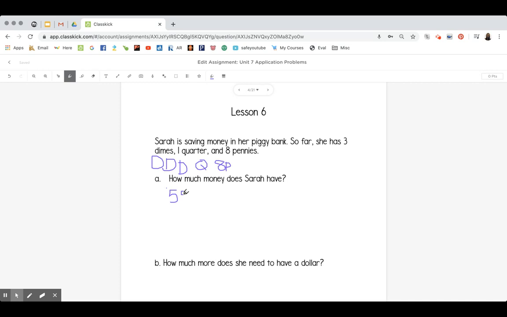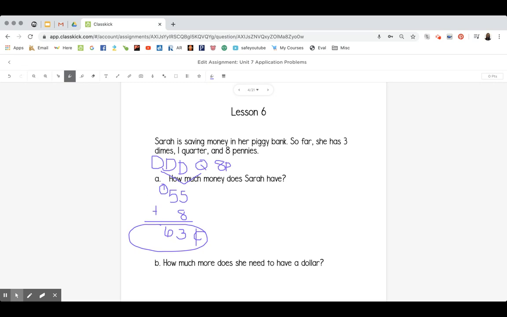Now, I know I have 55 here, right? And I know I need to add 8. So if I add 55, you know what I could do to make it even easier? I could add it vertically, or I can just keep counting by ones. Either way works. 8 plus 5 is 13, 1 ten, 3 ones, 5 plus 1 is 6. So Sarah has 63 cents. So that's my answer for A.